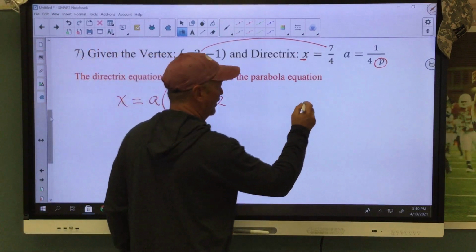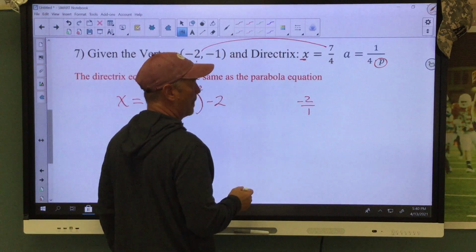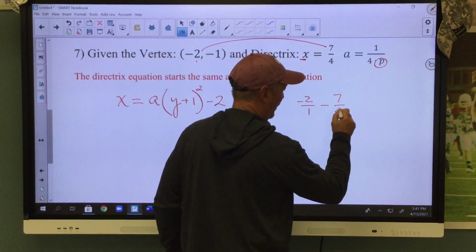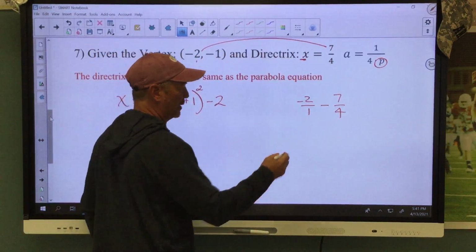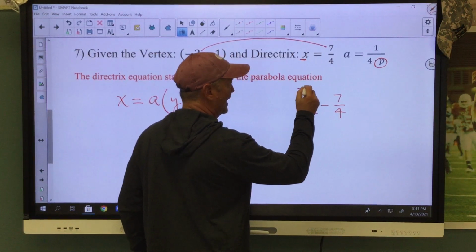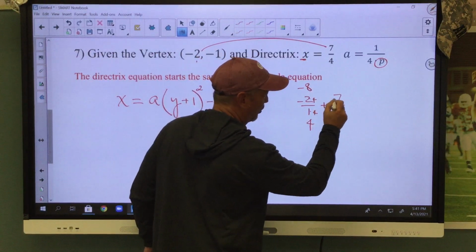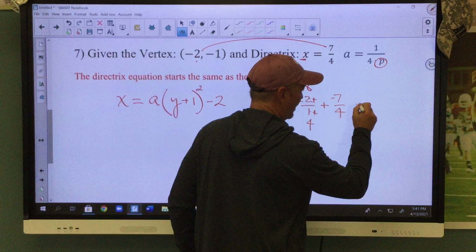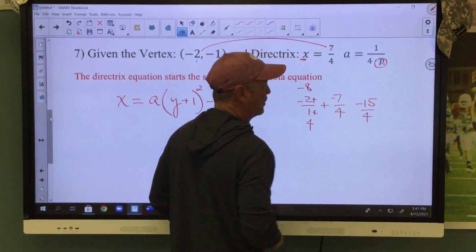So we're going to say negative 2 over 1 minus 7 over 4. We need to get a common denominator. So we're going to multiply times 4, and I'm going to get negative 8 over 4. If you'd like, you can go plus a negative. You're going to get negative 15 over 4. That's your p-value.